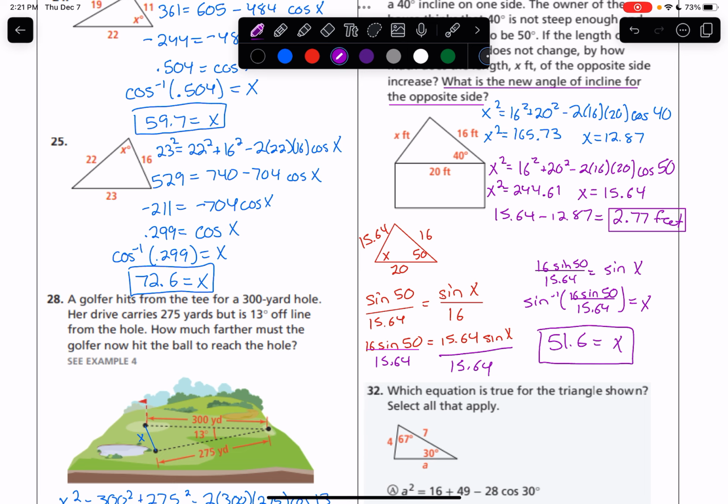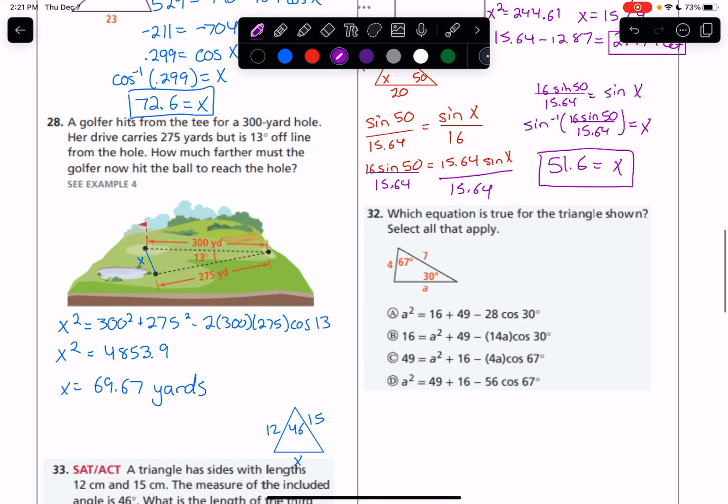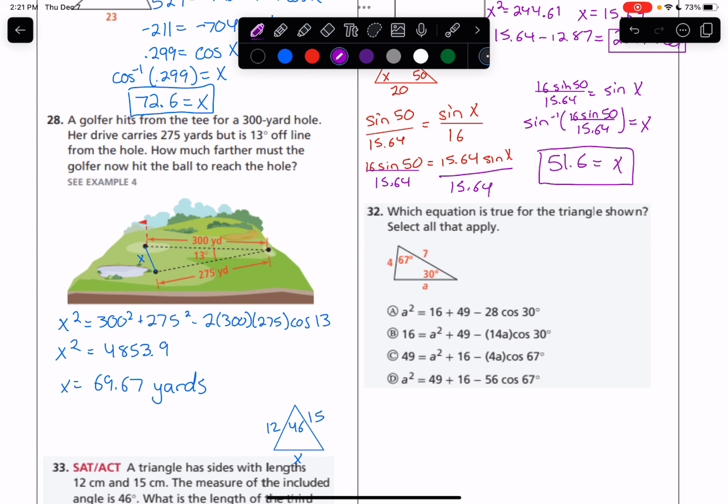There you go. Number 32, which equation is true for the triangle shown? We just have to pick the one that's going to help us solve for side A. And of course, that one is D, using the correct arrangement of the law of cosines.